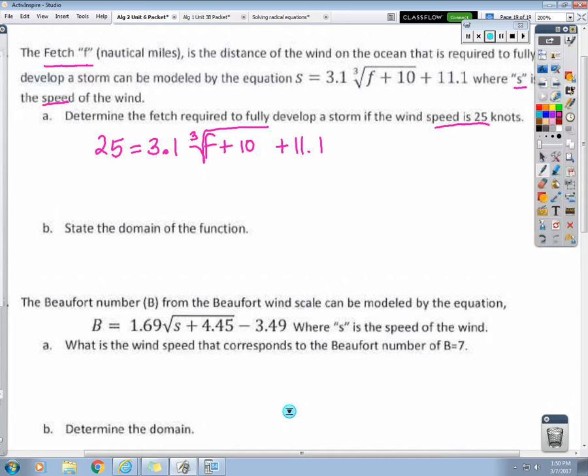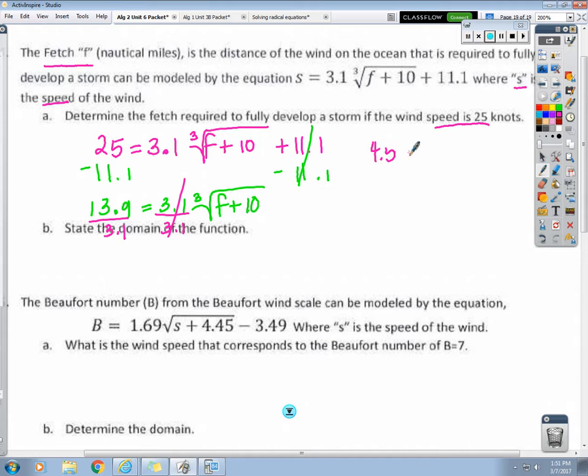Correct. We're going to subtract 11.1. Right. Okay, what is 25 minus 11.1? 13.9. Yep. Now what will we do next? Divide by 3.1. 13.9 divided by 3.1 is 4.5. And then that equals the cube root of F plus 10. Now I'm going to subtract 10 on both sides. No, it's under the radical. Oh, it's just testing you.